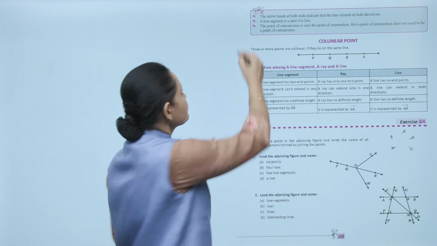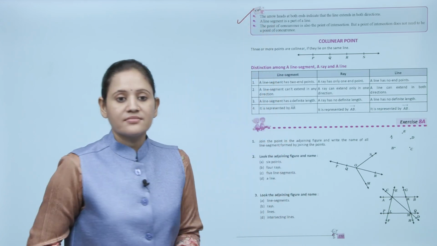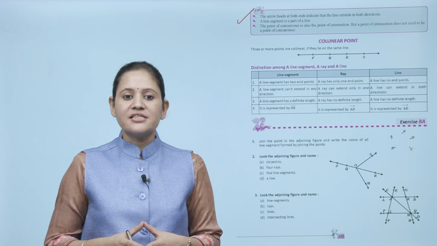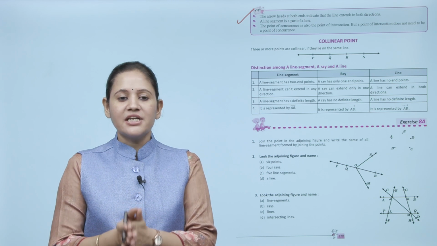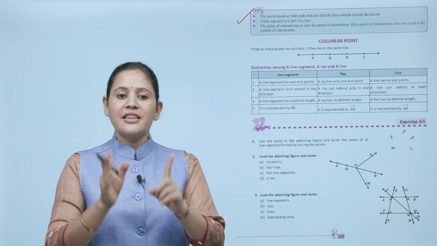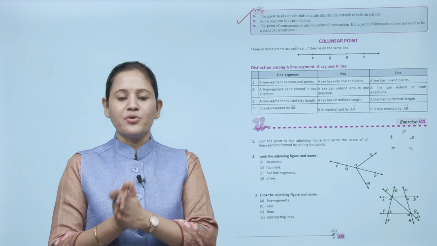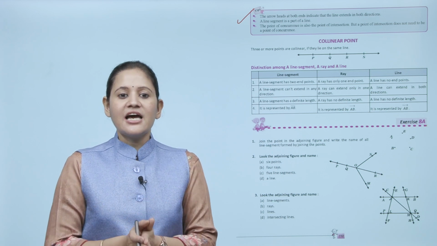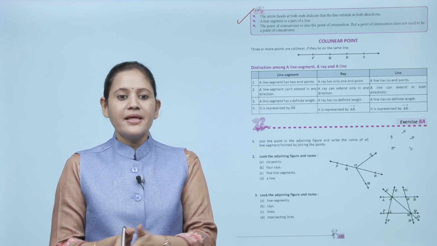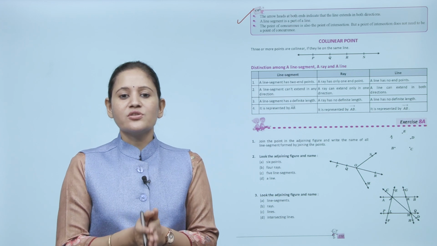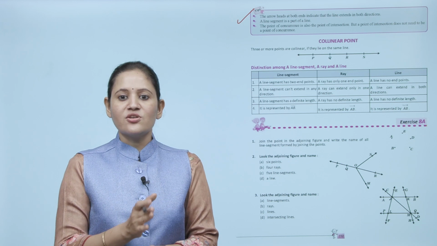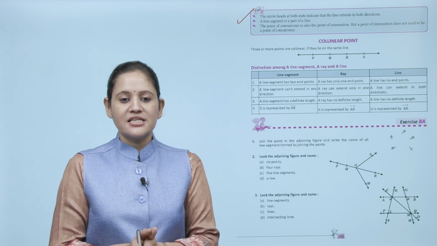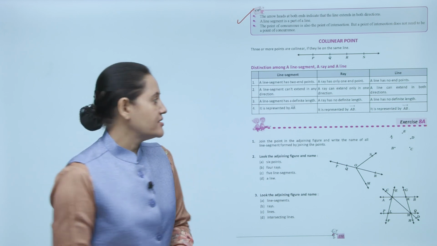Tips. The arrowheads at both ends indicate that the line extends in both directions. That means a line can be extended in both directions endlessly. A line segment is a part of a line. The point of concurrence is also the point of intersection, but a point of intersection does not need to be the point of concurrence.